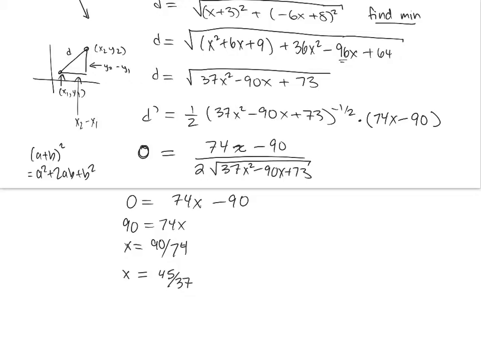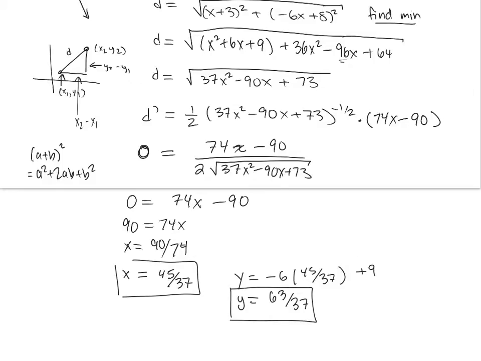How do you find the y-coordinate? Just plug it into the original function. So -6 times 45 over 37, was that plus 9? Yeah. Okay. So once I got a common denominator and all sorts of stuff, I got 63 over 37. So there are the coordinates.